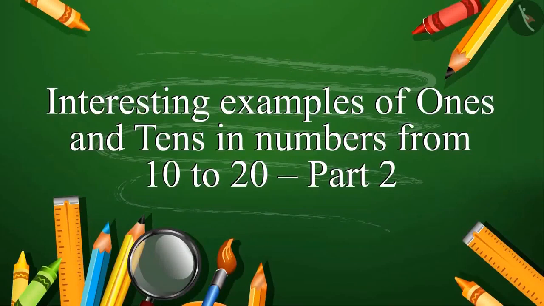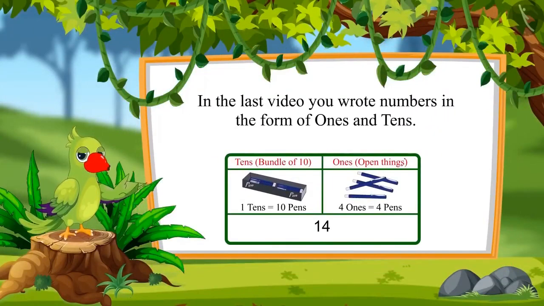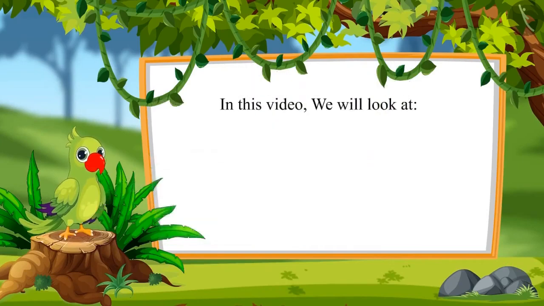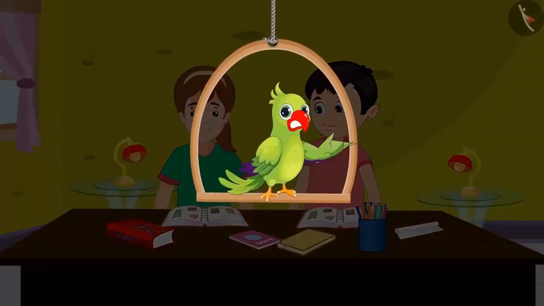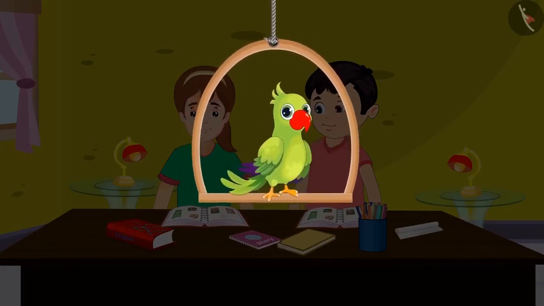Interesting examples of ones and tens, part 2. So children, in the last video, you wrote numbers in the form of ones and tens. In this video, we will look at some more interesting examples and will learn about some common mistakes that we should not make. Chotu and Aarti are studying together at Chotu's home.